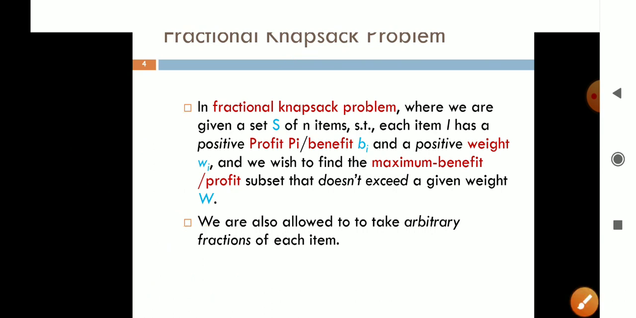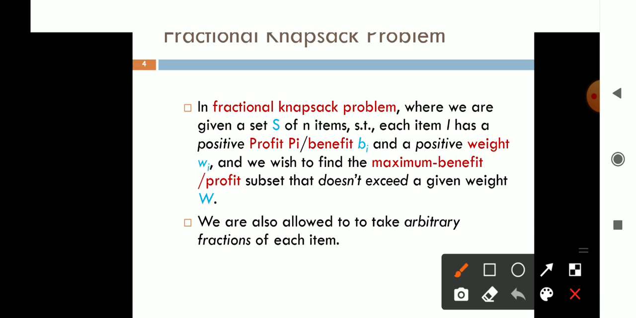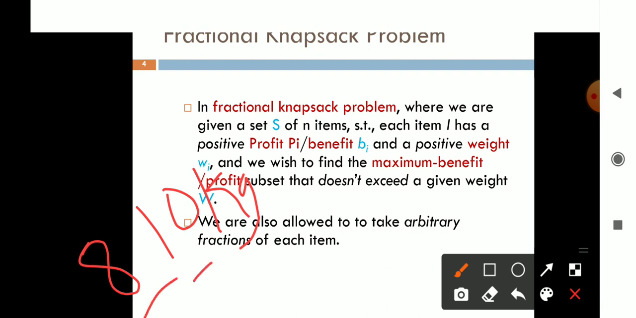Suppose you have 8 kg of gold and you have 10 kg of iron. Of course, in your bag you are going to put 8 kg of gold, because gold will give you more benefit than iron. So that is what we have in the knapsack problem.